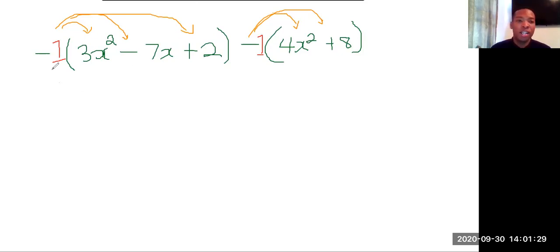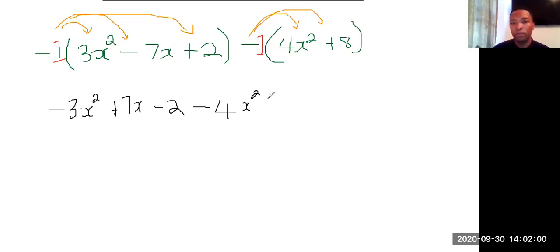So here, -1 times 3x squared is -3x squared. -1 times the -7x is positive 7x. Keep in mind, I wrote the 1 there. The questions you're going to do won't have the 1. Please remember it. So -1 times +2 is -2. Same thing here. -1 times 4x is -4x squared. And then -1 times 8 is -8.